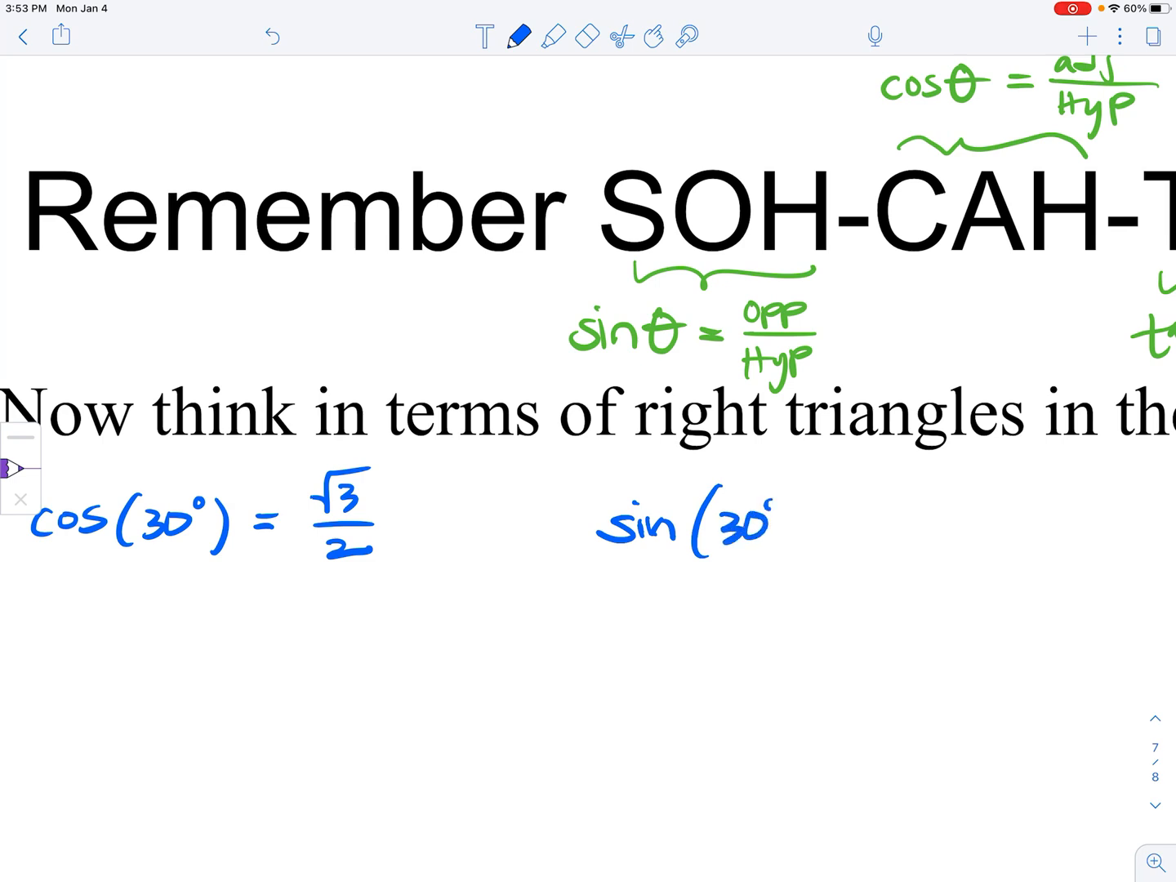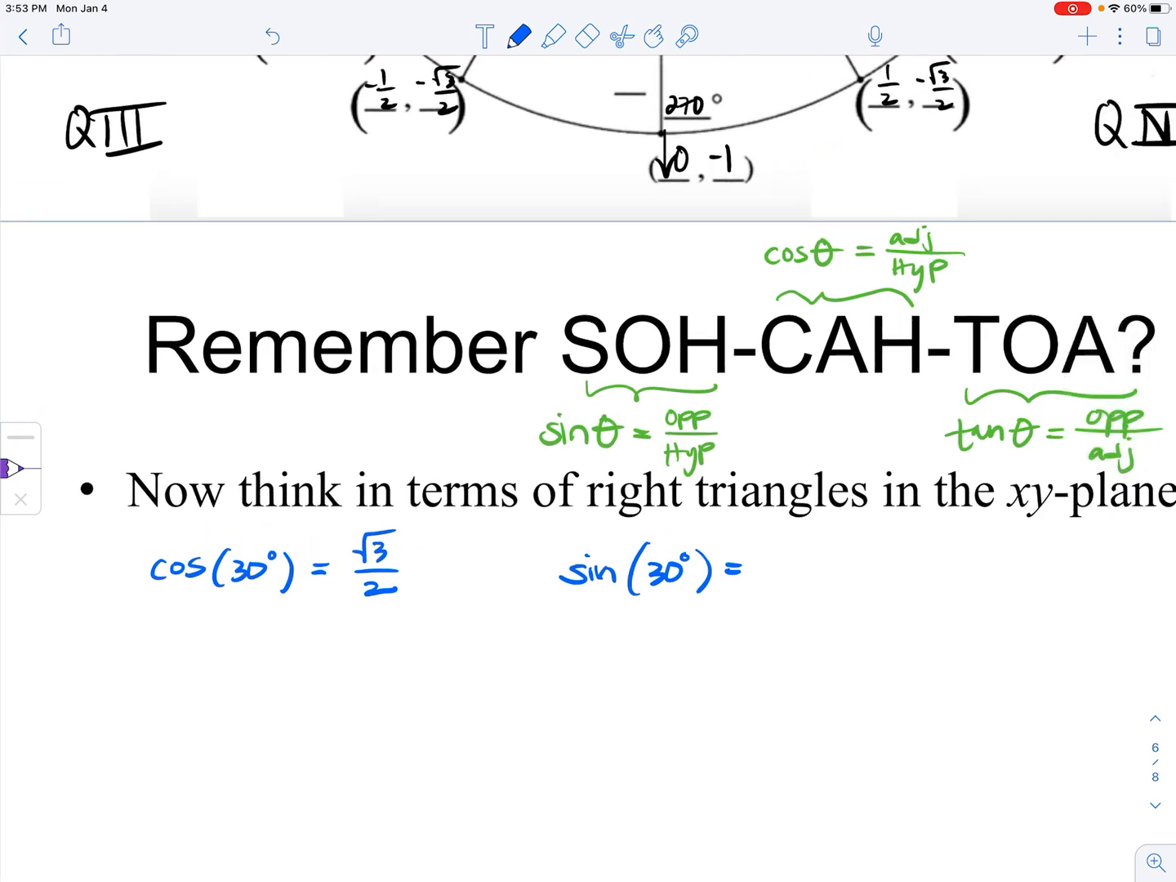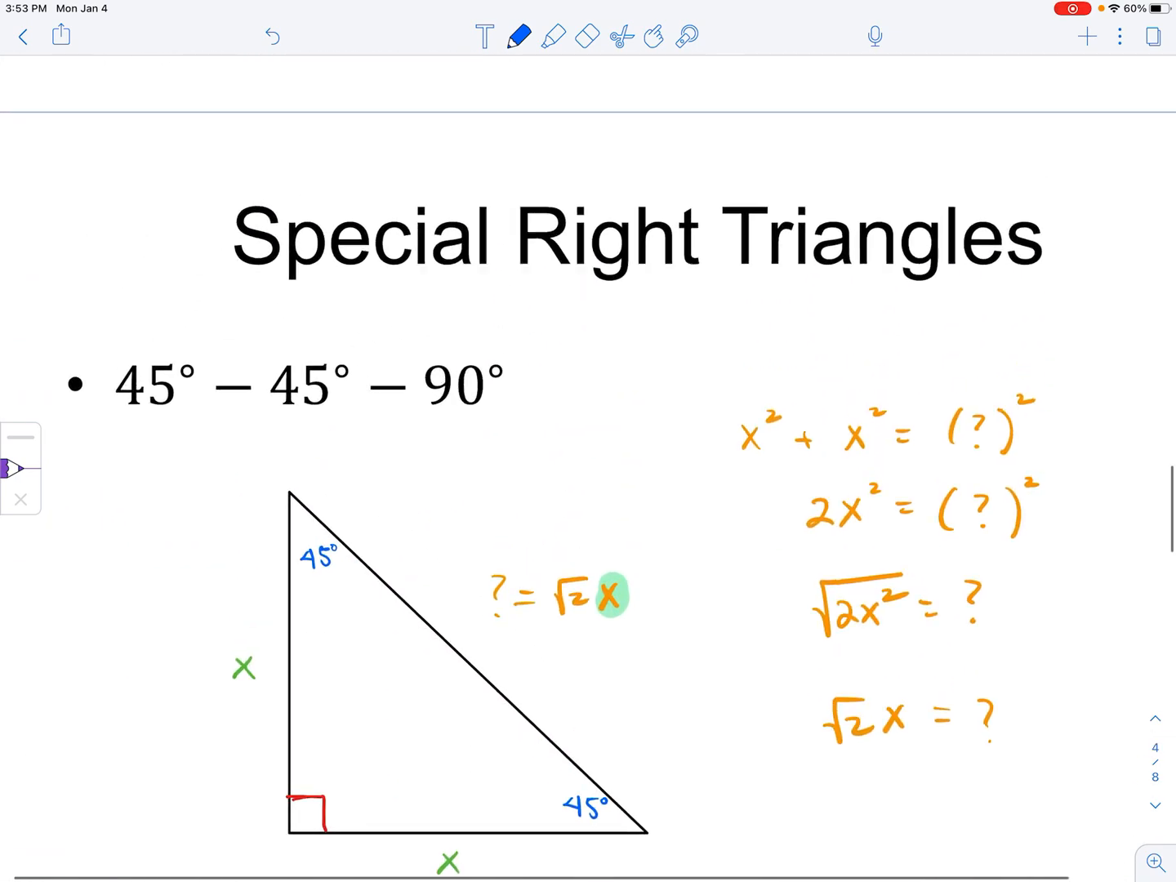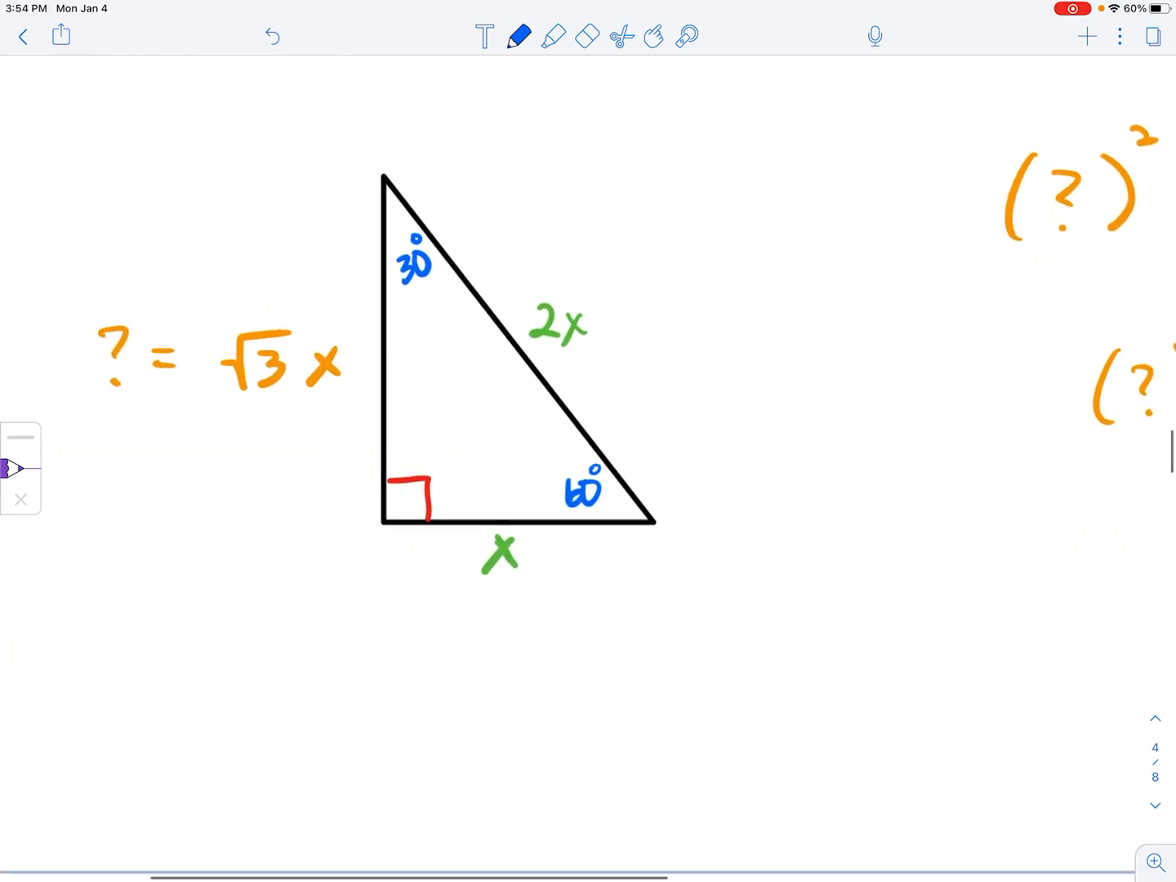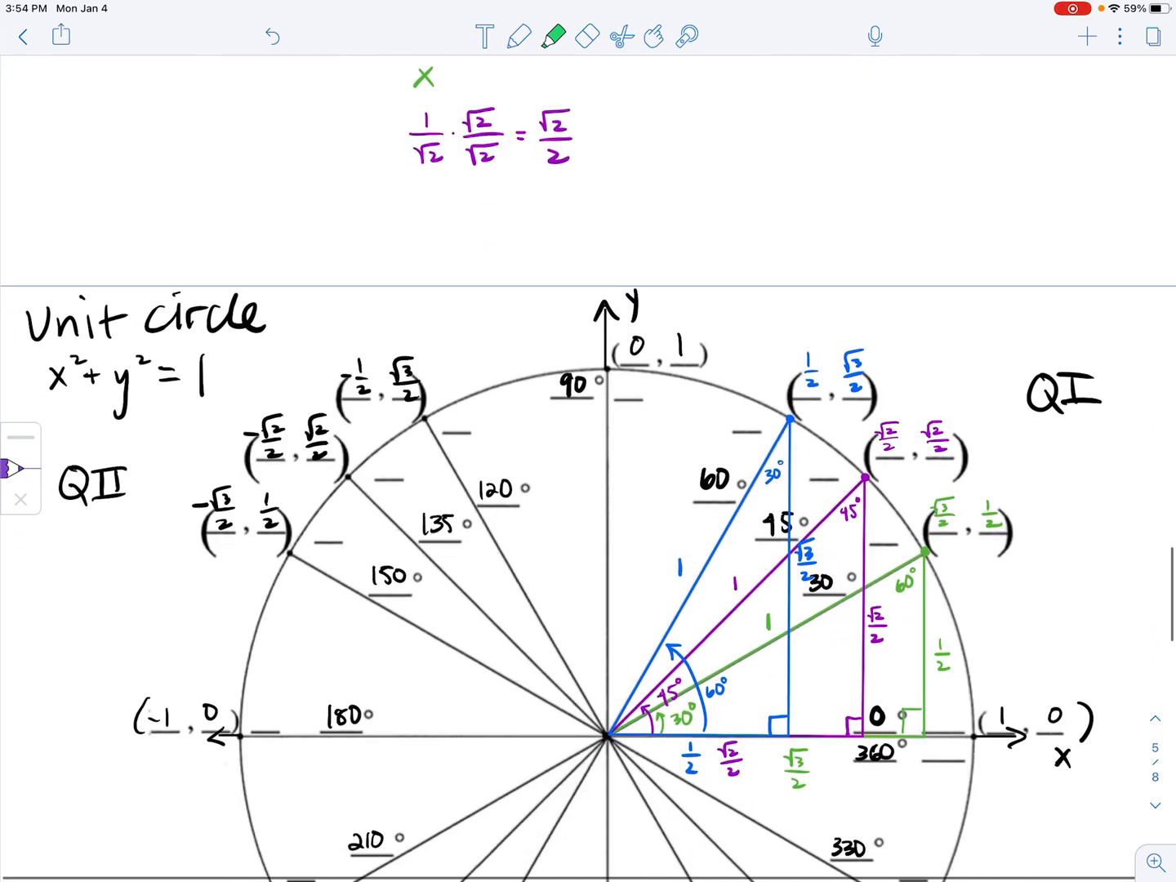And if I wanted to take sine of 30 degrees, can go up to the same triangle. Again, focusing on 30 degrees. Sine is opposite over hypotenuse. x over 2x, which would simplify to be just 1/2, right? Because the x's cancel.